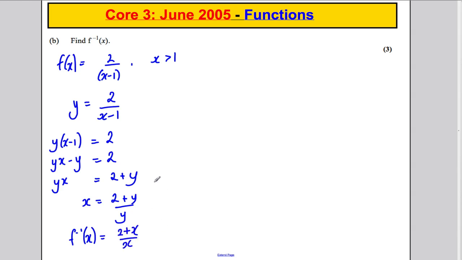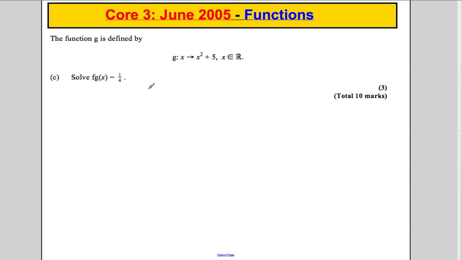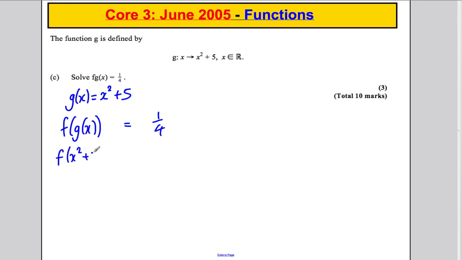Part C, you've got a new function g of x, it puts a number x in, squares it and adds 5. So g of x is x² + 5. It wants you to solve f of g of x is a quarter. So it wants you to work out f of g of x, make that equal to a quarter. Well, f of g of x is f of (x² + 5). You're trying to solve that as equal to a quarter.